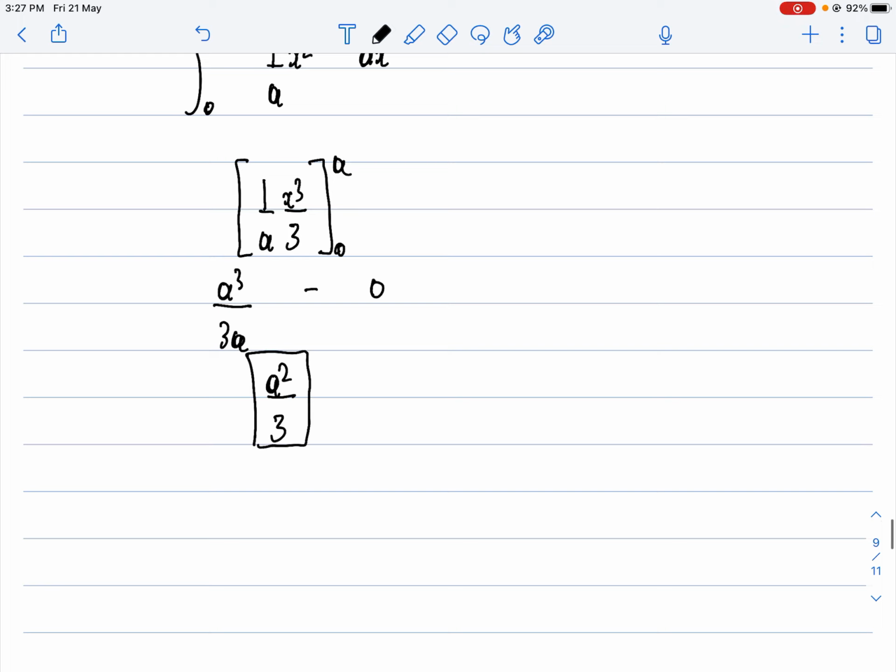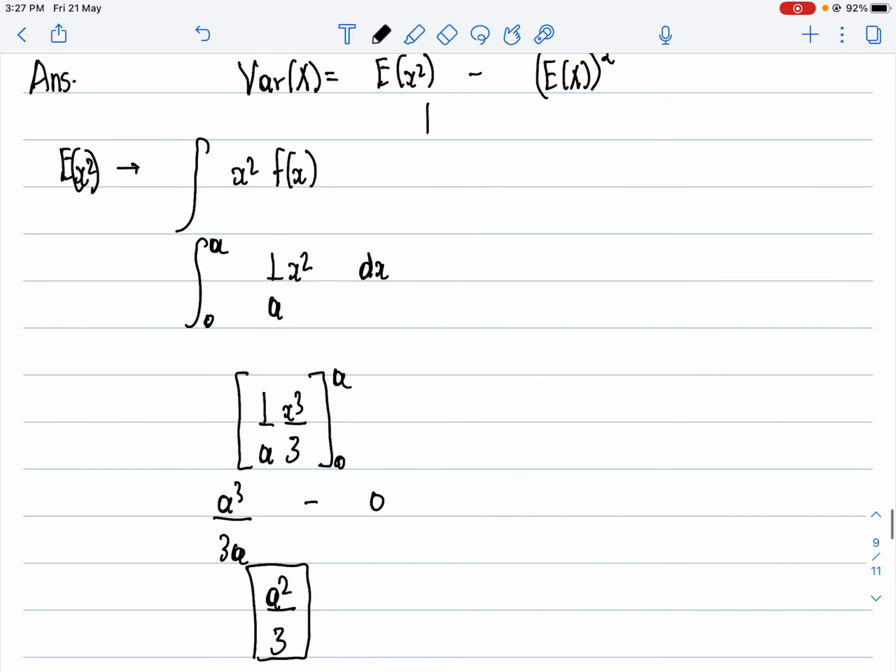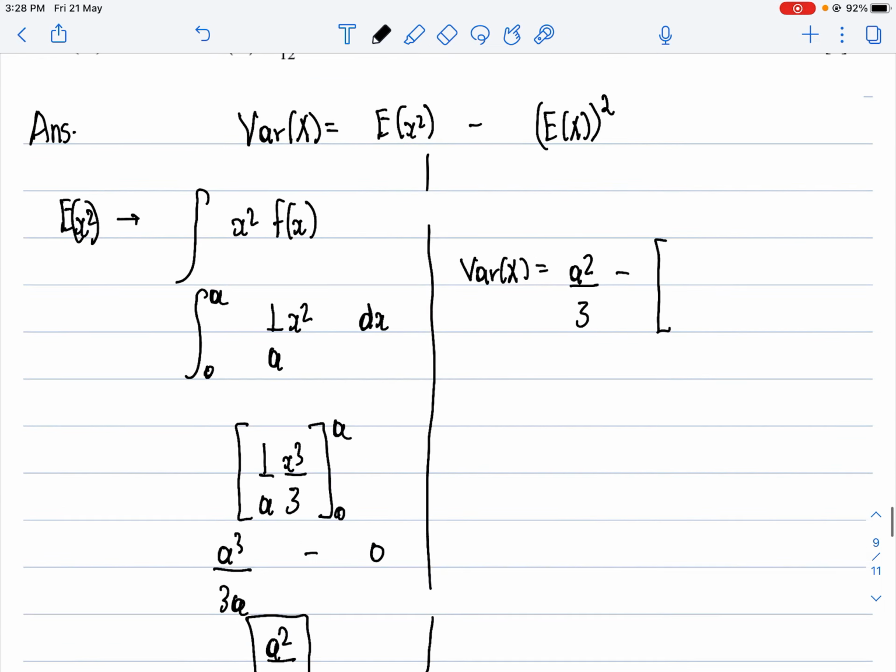Now what I know is, I know my variance formula is simple. So it's variance of x, which is equal to E of x squared, which we know is a²/3, minus the mean, which I calculated was a/2, the whole squared. So this is basically a²/3 minus a²/4. Correct?